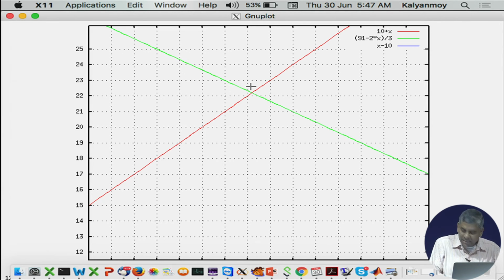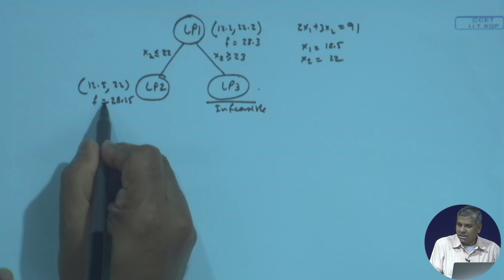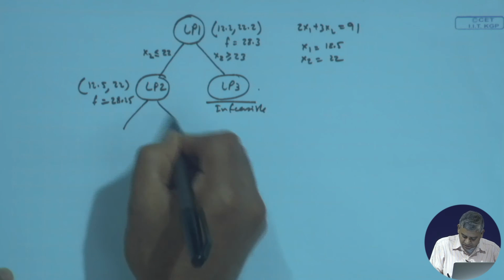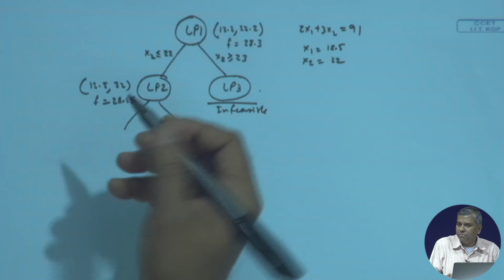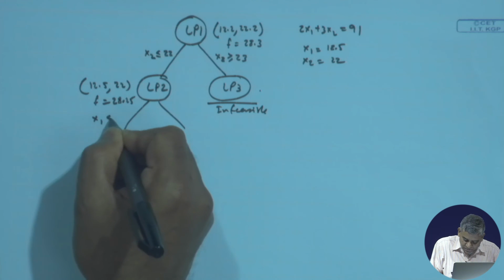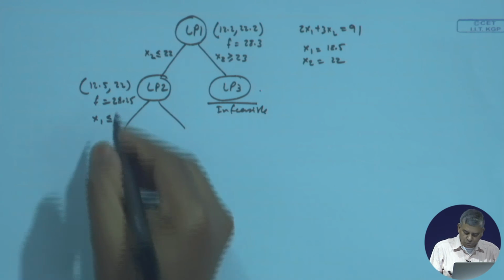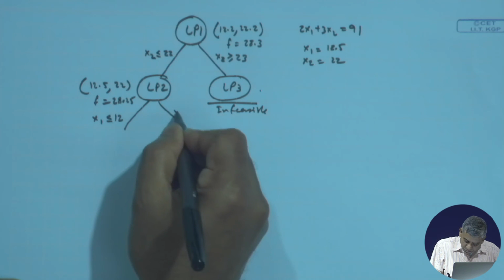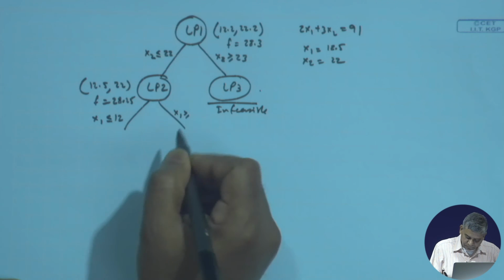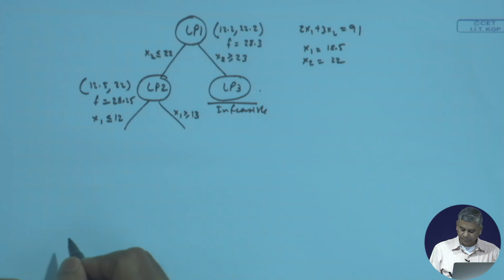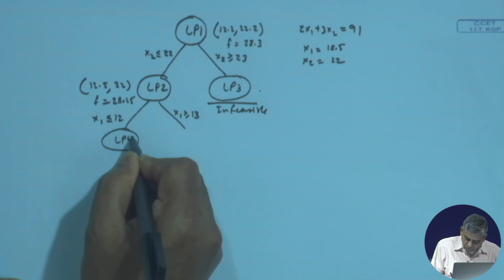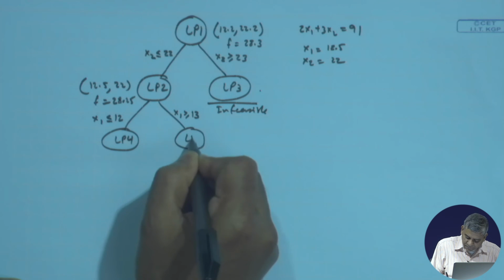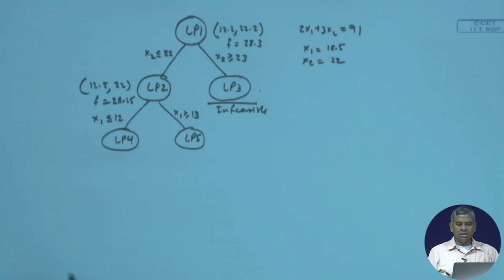But LP2 is still not an integer solution. So I can still branch on it. So which variable is not integer? x1. So I have to branch on x1. So what will be x1 less than or equal to? 12. And this one, x1 greater than or equal to? 13. Okay. So let's call this now LP4, and we'll call that LP5. So what's the solution for LP4?